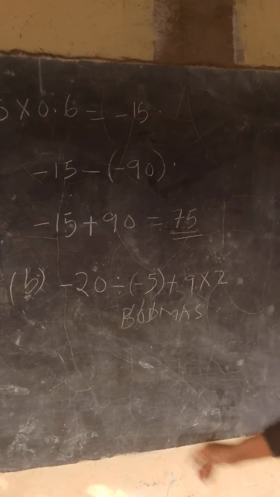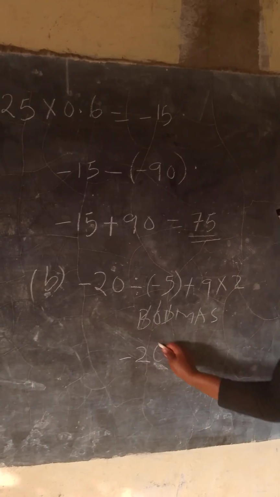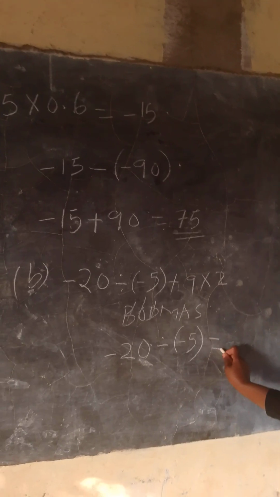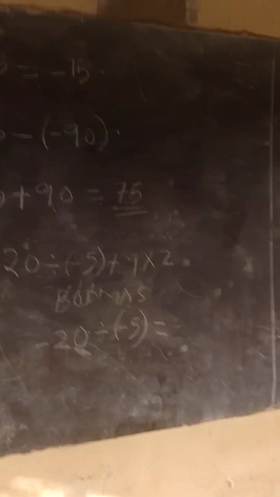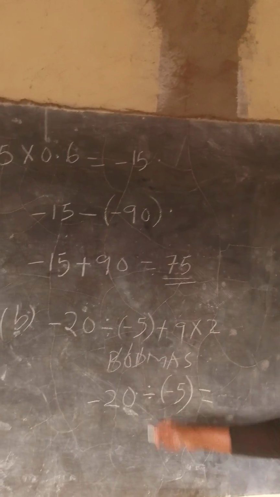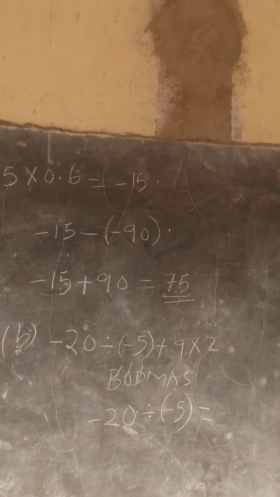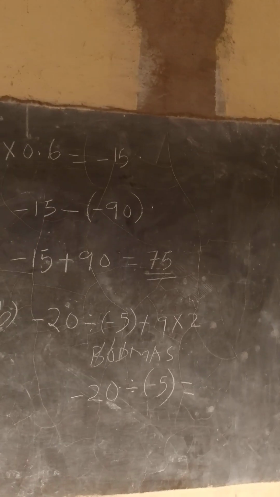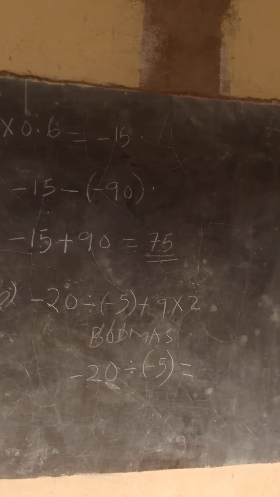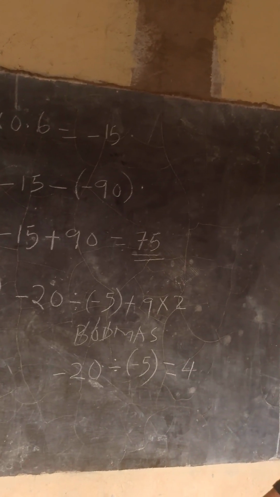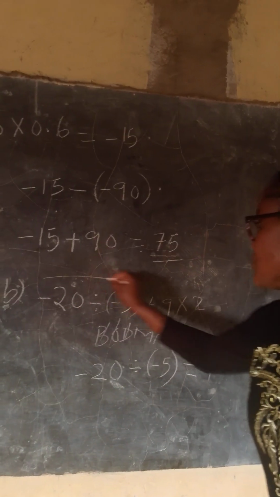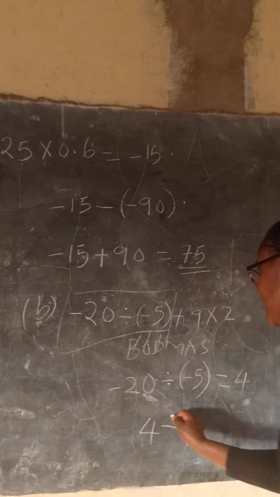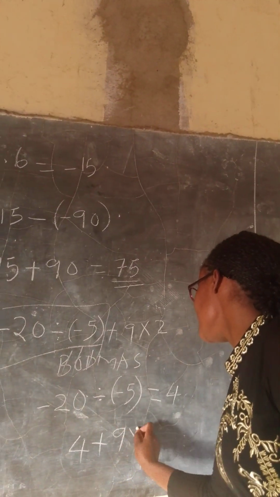Bring out the division of negative 20 divided by negative 5. And this is division of two negative integers. The answer should turn out to be a positive integer. That is 20 divided by 5, which is 4. Positive 4. And therefore we can substitute this with 4. And this will be 4 plus 9 times 2.